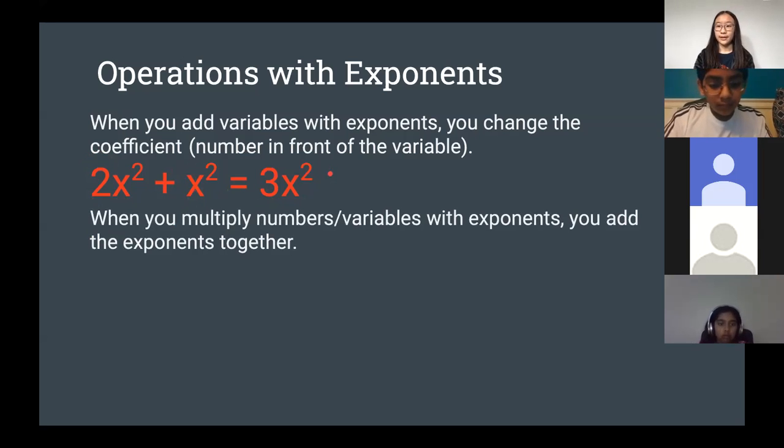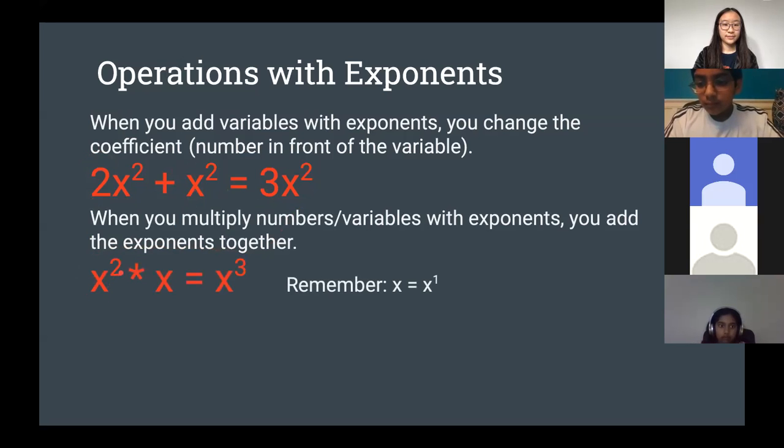If you are multiplying numbers or variables with exponents, you have to add the exponents together. As you can see here, x squared times x equals x to the 3rd, because that's basically x times x, x times x equals x to the 3rd.